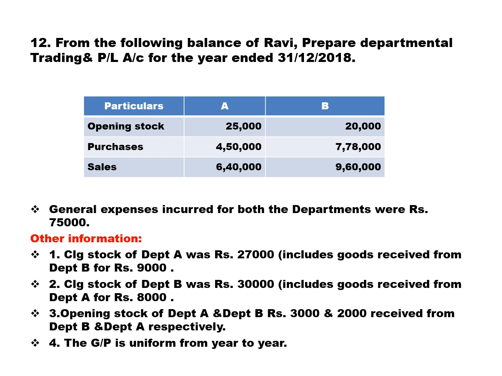So general expenses incurred for both the departments were 75,000. No information about it, so distribute in equal ratio 1:1. And other information we have: number 1, closing stock of department A 27,000. So A's closing stock, 27,000, is to be recorded in the trading account.